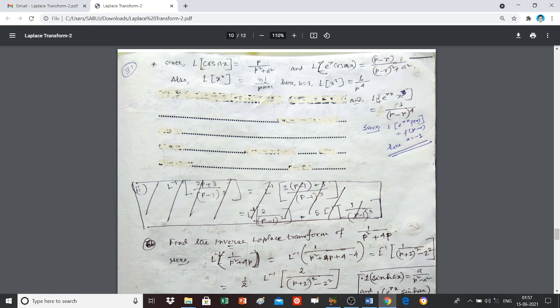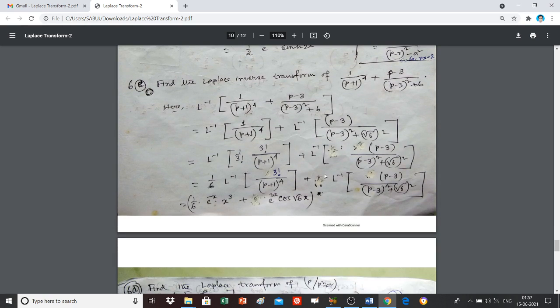Now if the Laplace transform of e to the rx times x cube is computed, first you have to compute the Laplace transform of x cube, that is equal to 6 by p to the 4. And if e to the rx is taken, then according to the first shifting property, this p should be replaced by p minus r. So in the present case r is 1. So that p is replaced by p plus 1 to the 4. So this value will give you e to the minus x, then x cube.